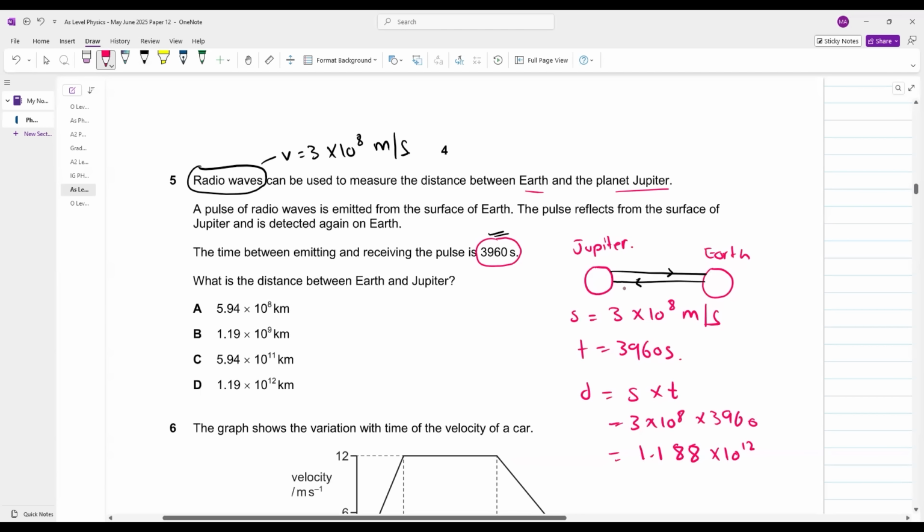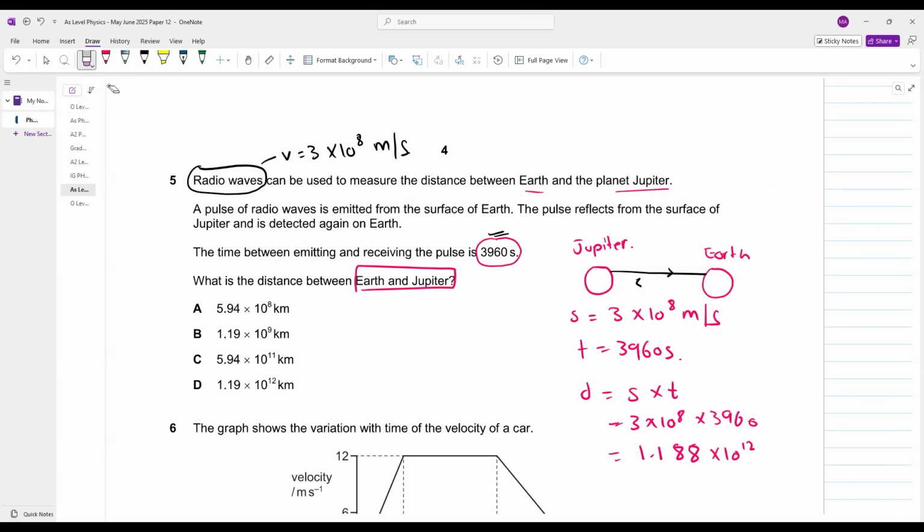Now you have to realize what this distance is. It is the distance of the complete journey, both going and coming. This distance d is the total distance of the journey: from Earth to Jupiter and from Jupiter back to Earth. You only have to calculate the distance between Earth and Jupiter, just once.